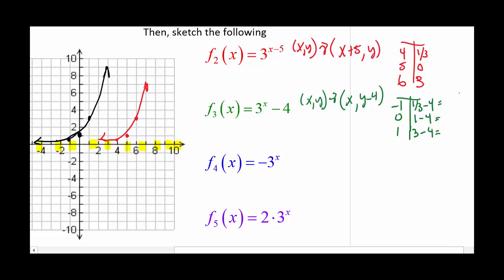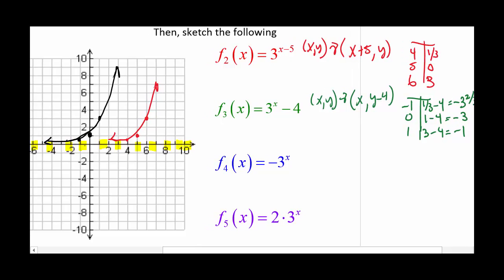Let's see, 1/3 minus 4 would be negative 3 2/3. 1 minus 4 is negative 3. And 3 minus 4 is negative 1. So I'll come over here and plot those. All right, so negative 1, negative 3 2/3, so almost at 4. So 1, 2, right about there. Then we have 0, comma, negative 3, and then we have 1, comma, negative 1. Okay, so you get a sense of what's going on there.